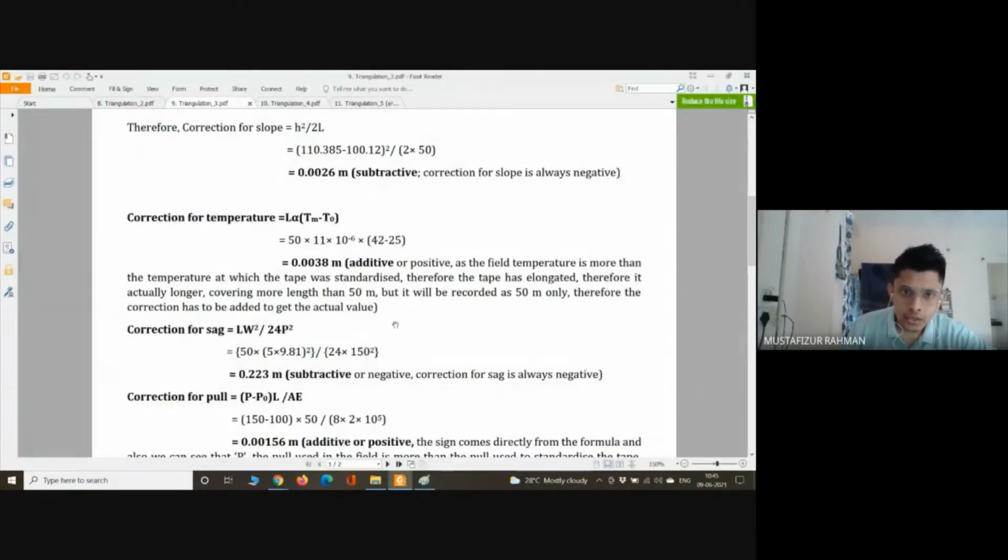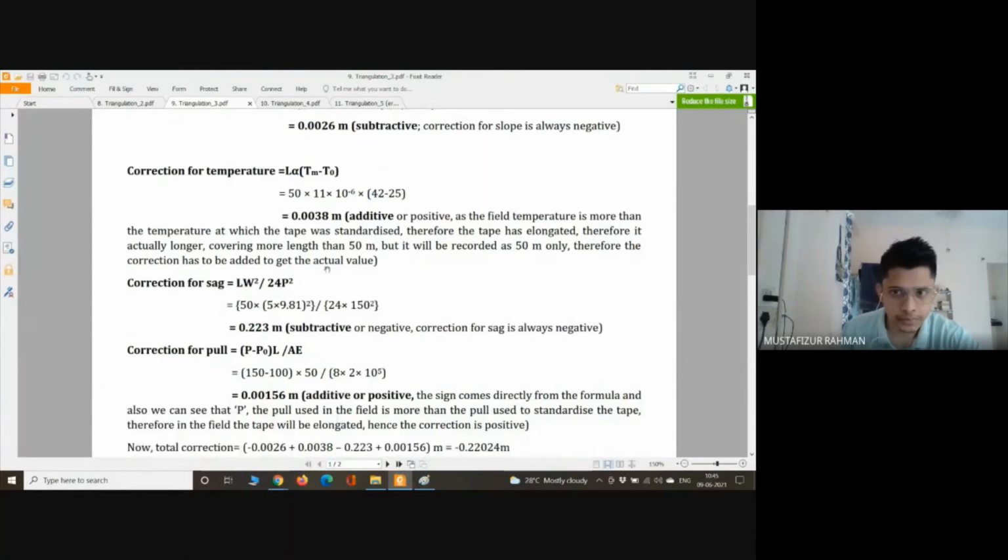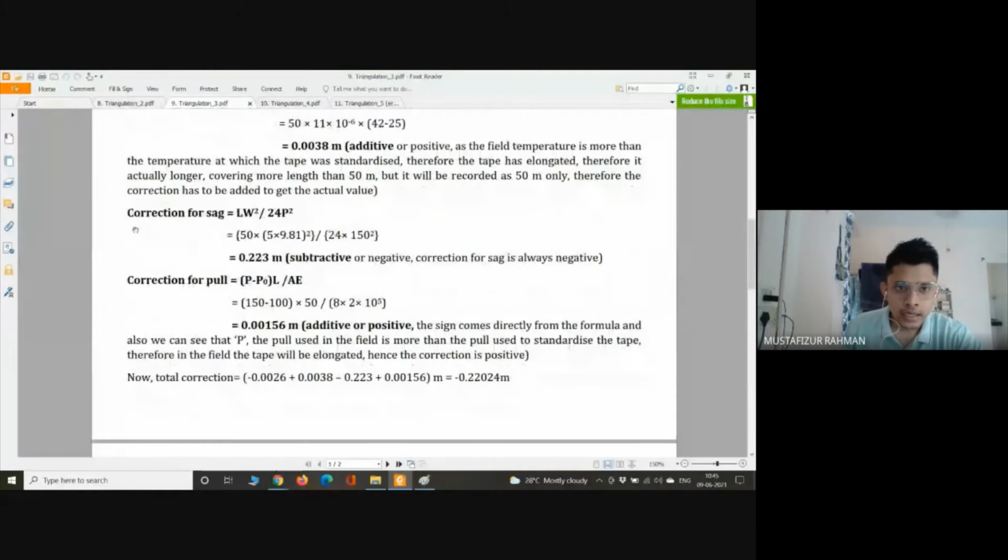So we come back here. This is the formula for correction. We already know this formula. This is the same formula we use for thermal expansion. Then correction for sag. Okay.